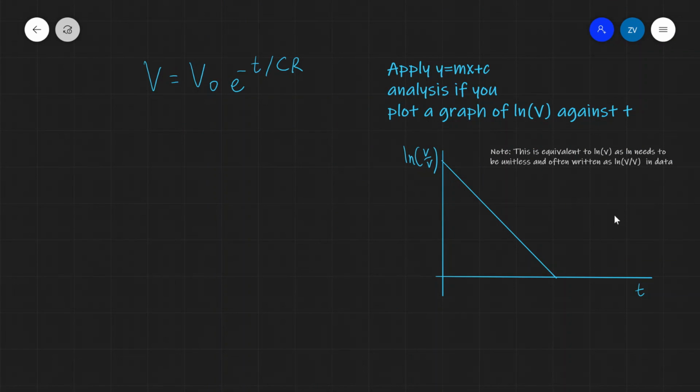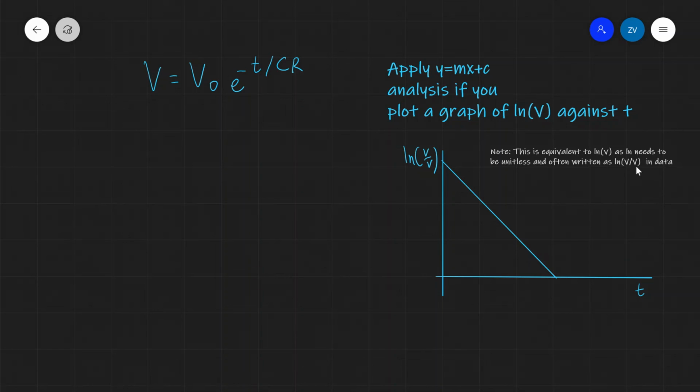Okay guys, final question in this Maths for Physics revision lesson. So let's apply y is equal to mx plus c analysis to plot a graph of ln of v against t. Just a little note that anytime that you see a logarithm graph in experimental questions, chances are that it's going to be divided by the unit. So if you see an ln of v over v, don't worry, that's not like the log of 1, for instance. It's literally the log of voltage, or the ln of voltage, divided by the unit volt, because it needs to be a unitless number.